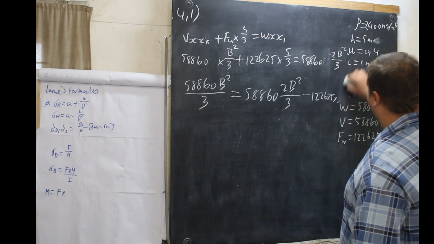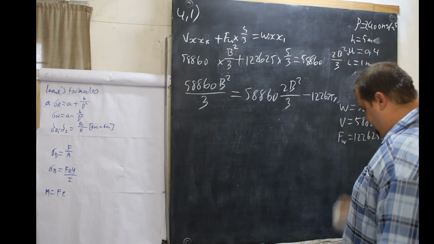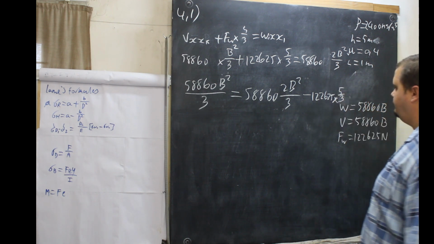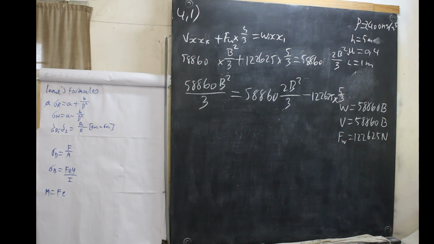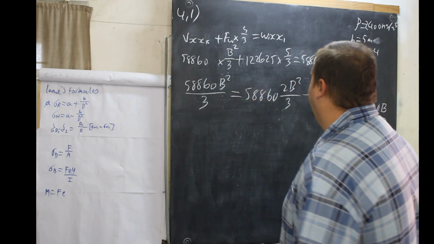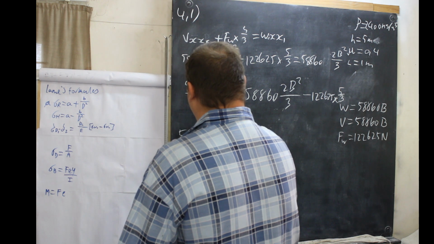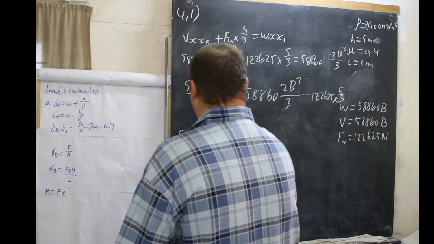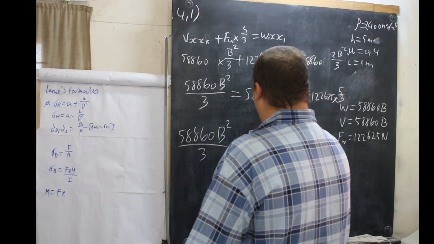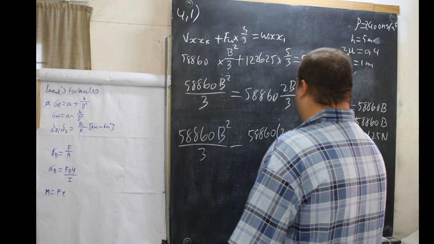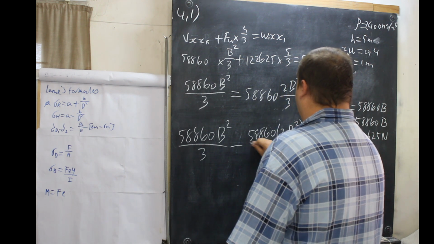Okay, let me get rid of this so that we can see a little better. 5 over 3. Bases are the same, so we can add the two numbers together. This is plus, so that'll be minus. So we have 58860 b squared over 3 minus 58860 2b squared over 3.